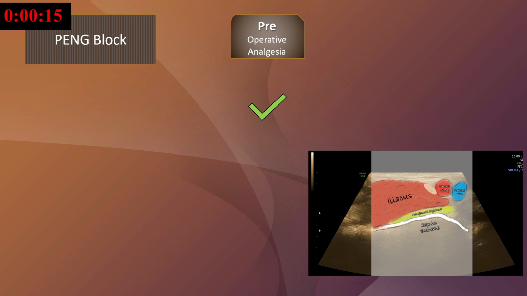So it's been used for preoperative analgesia. It's been used for intraoperative analgesia. Suppose you're doing a GA and you want some augmentation from your regional anesthetic.